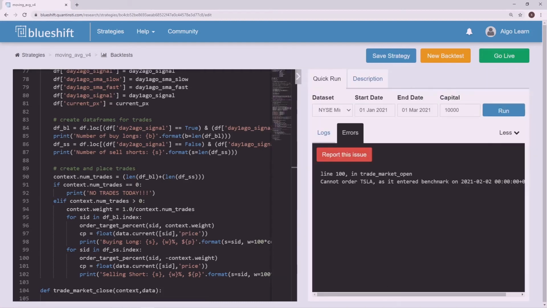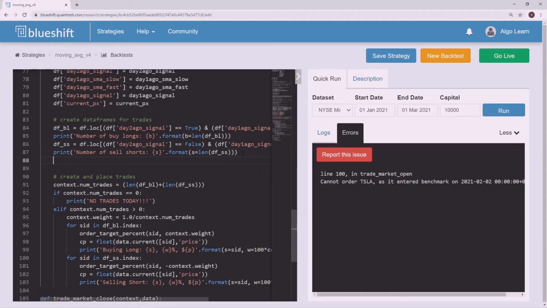Oh, it entered the benchmark February 2nd. All right, which, well, we all know that Tesla entered sooner than that, but I guess the data wasn't populated from Blue Shift basically until the 2nd of February. But it's interesting, it's saying it cannot order Tesla, so it got thrown into the sell short camp. How and why did that happen?